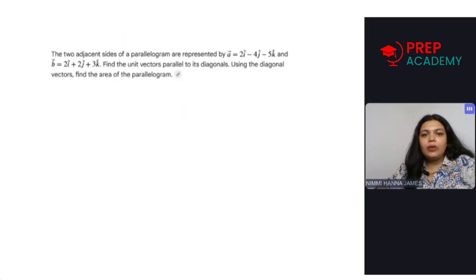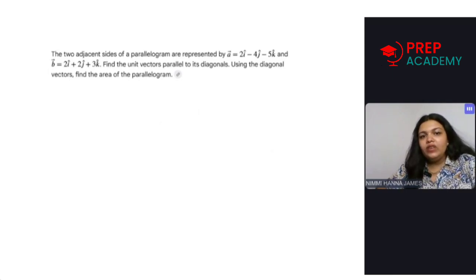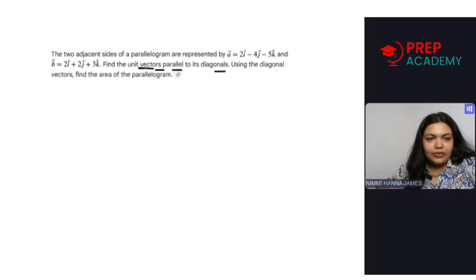The two adjacent sides of a parallelogram are represented by A vector equal to 2i minus 4j minus 5k and B vector. So two adjacent sides of a parallelogram are given. We want to find the unit vectors parallel to its diagonal. This is a homework for you to find out. Comment below the answers. If any doubts arise during the workout, you can ask in the comments itself.